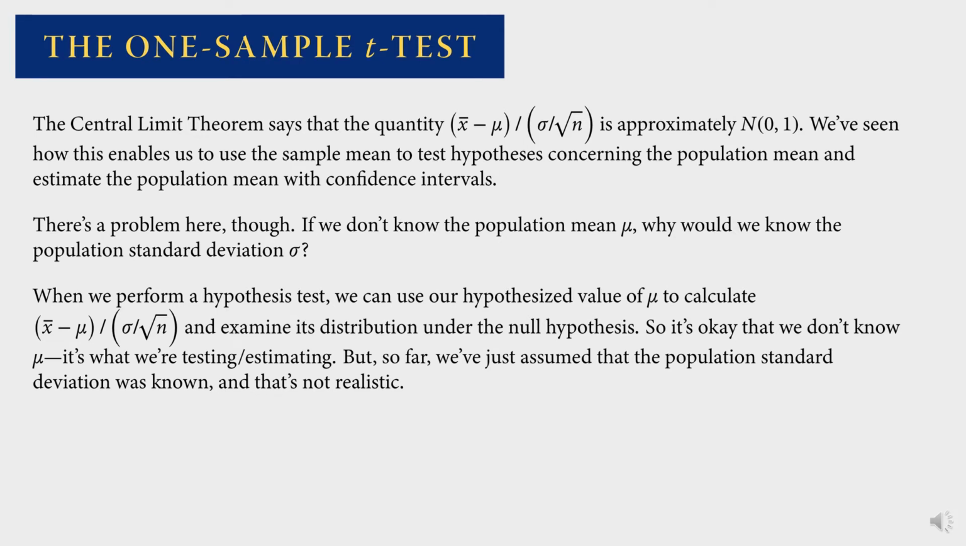One problem with our approach so far is that the sample mean follows this normal distribution that depends on the population standard deviation sigma. If we don't know mu, why would we know sigma? Up until now, we've just assumed that we knew sigma and neglected it. But the last step to being able to make inference about a population mean based solely on the information from our sample is to get rid of this sigma. And that's what we'll do today with the t-statistic.